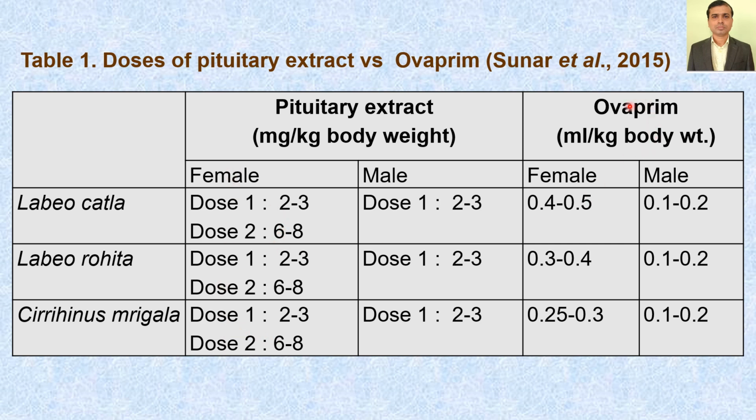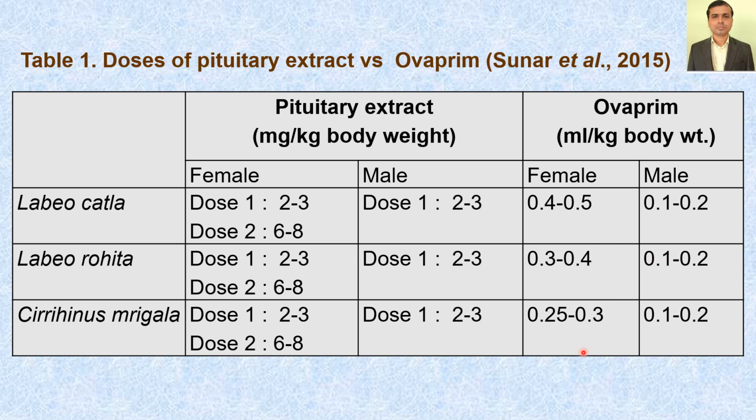But in case of Ovaprim, you can see that one dose of 0.4 ml per kg to 0.5 ml per kg is effective for Labeo catla female. Labeo rohita 0.3 ml per kg to 0.4 ml per kg. In case of Cirrhinus mrigala 0.25 milliliter to 0.3 milliliter per kilogram of body weight. In case of male, a single dose is required for both hormones, pituitary extract or Ovaprim.